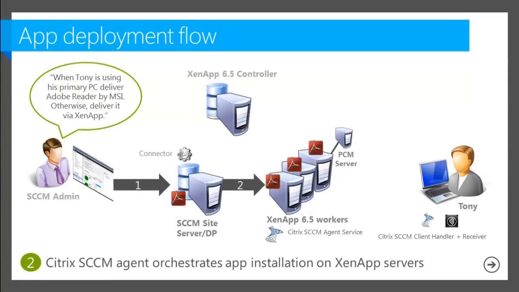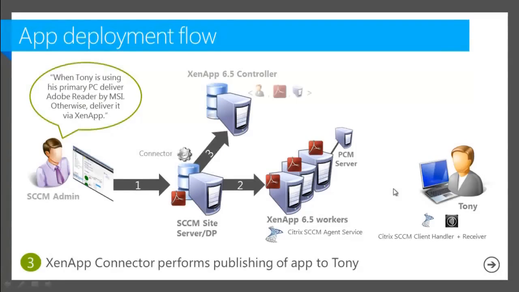Okay. So although the app is now installed on all the XenApp servers, it's not available to the user yet, because there's still a key piece missing, and that's step number 3. That's the publishing piece. So the XenApp connector performs the publishing of the application to Tony. Publishing and deployment are 2 different things. Step 2 was deployment. Step 3 is publishing.